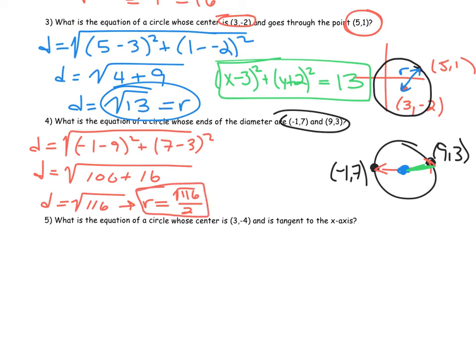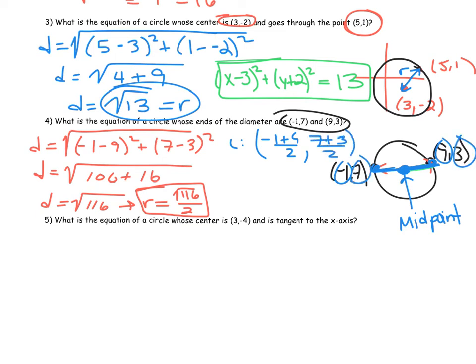Fantastic. Now I want the center. Well, the center is the midpoint. If these are the endpoints of the diameter, that means this is the midpoint. So to get the midpoint, I'm going to average the values of x and y. So the midpoint is really just going to be our center. So I'll have negative 1 plus 9 over 2, average the x values, and then average the y values, 7 plus 3 over 2. So I'll get my center to be negative 1 plus 9 is 8, 8 over 2 is 4, 7 plus 3 is 10, 10 over 2 is 5. So there's the center. And guys, I can write my equation now.